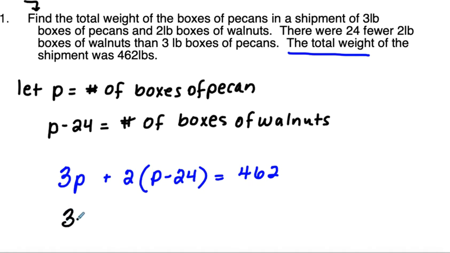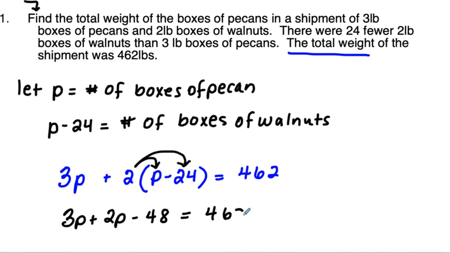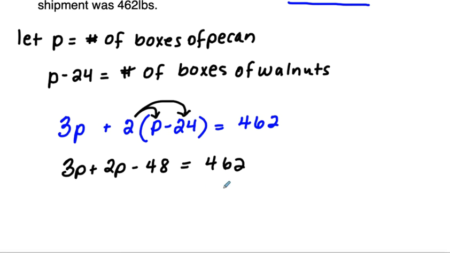So 3P, we'd have to distribute. Remember, we want to distribute. Parentheses mean multiply, so distribute the 2. So 2P minus 48. Remember that an equation is an expression equals an expression, which means I have to simplify the expression before solving. So I want to combine like terms.